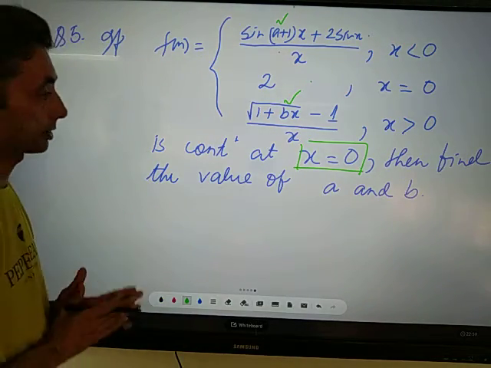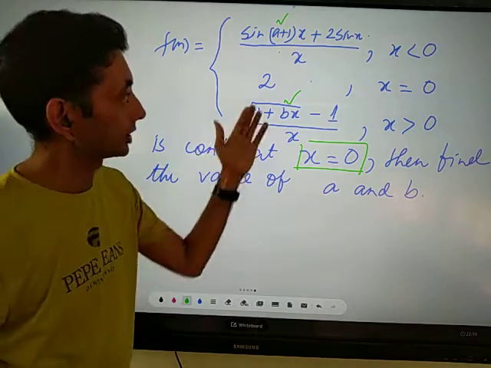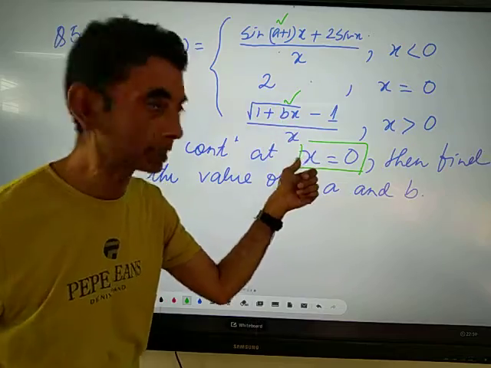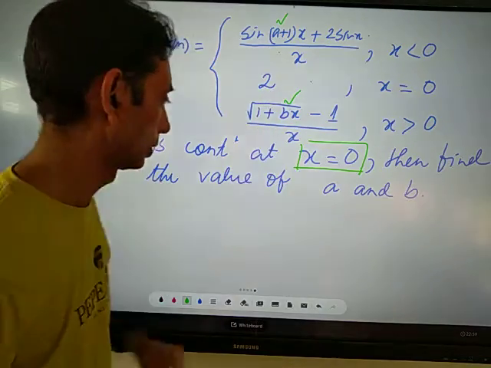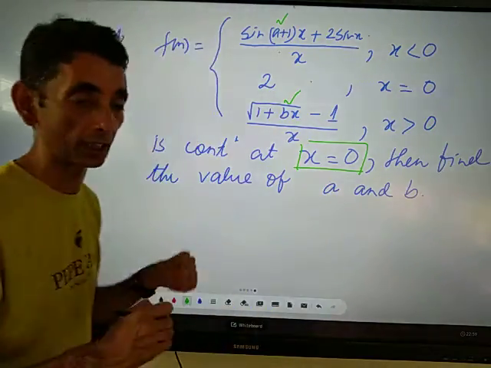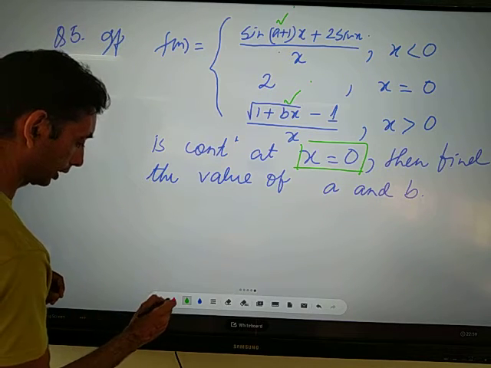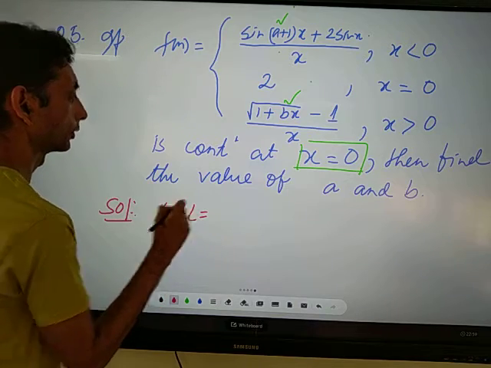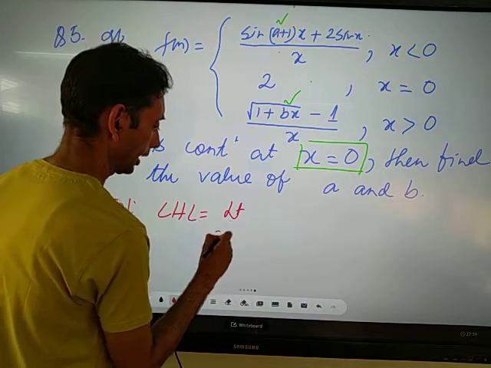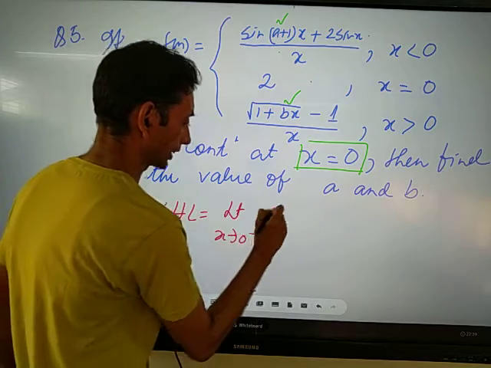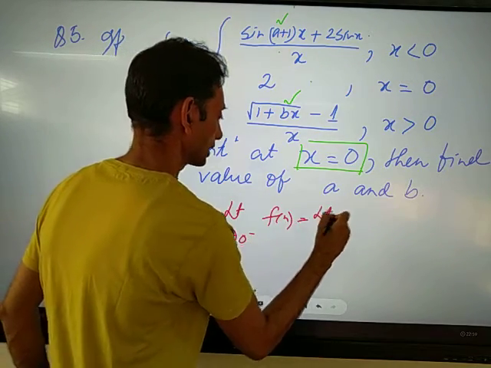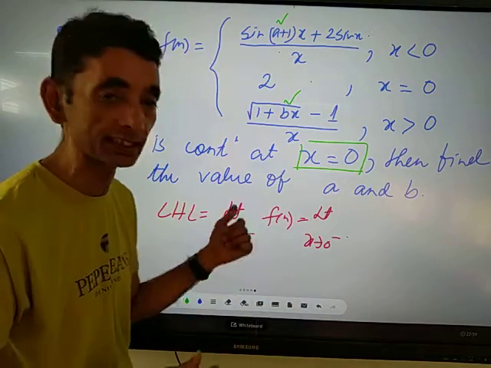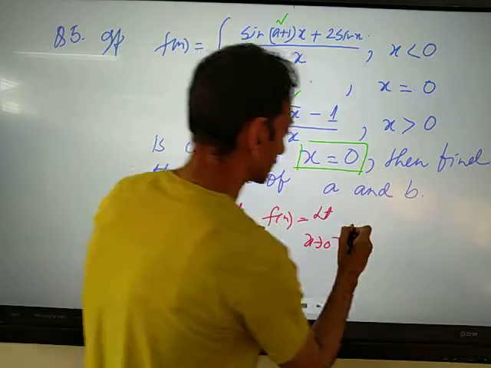So we'll just, like the previous questions, find out the left hand limit, and then we'll find out the right hand limit, and we'll equate with the functional value. Okay, because we have two unknowns, we need to find them out. So let's start with this. Solution. Left hand limit. Limit x approaches 0 minus f(x). For x approaches 0 minus means x is less than 0. So for x less than 0, the function is this.